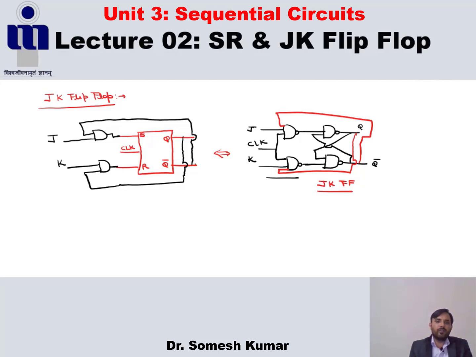Here, can you find the expression for S? Here S is basically J Q bar, and here R is basically K Q. Now the truth table of the JK flip-flop. You know the truth table is basically the representation of inputs and outputs. Here the inputs are first the clock, then J, and the third input is K, and the output is Qn plus 1.